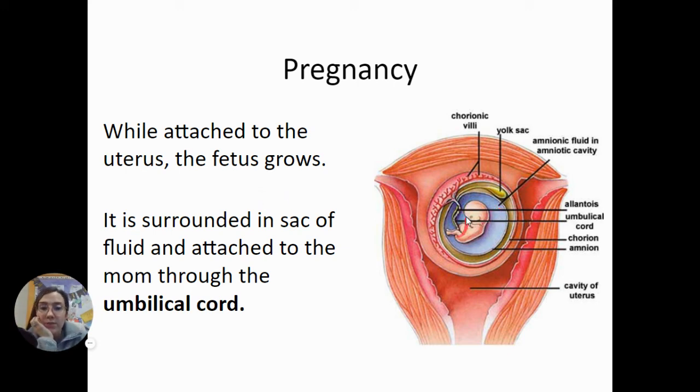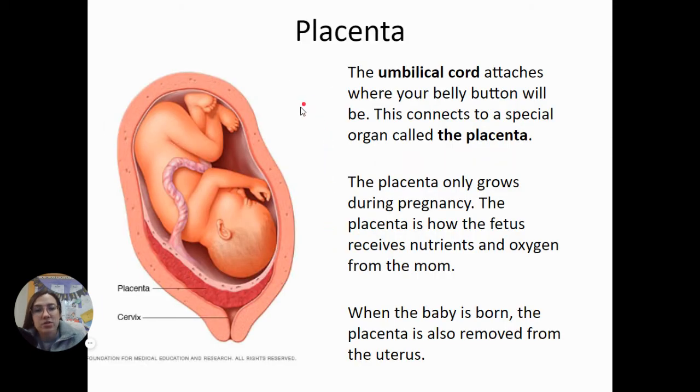So look over here. This represents the fetus. It is surrounded in a sac of fluid, and it's attached to the mother through the umbilical cord. So we all have belly buttons, right? So if you look here at the baby, you can see this cord coming up from where its belly button will be. This is attaching to this here, and this entire thing represents the uterus. So this umbilical cord is very important because it gets attached to what we call the placenta. So the umbilical cord attaches to where your belly button goes and connects to the placenta.